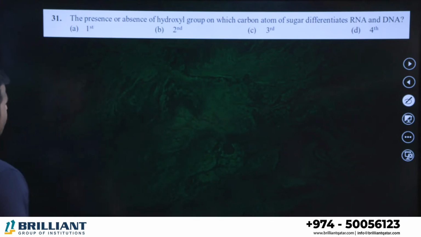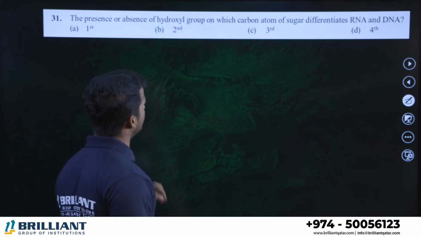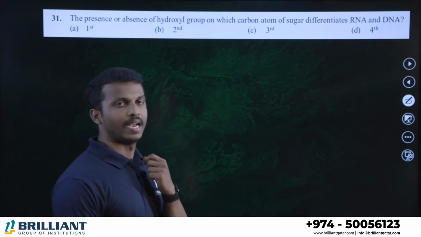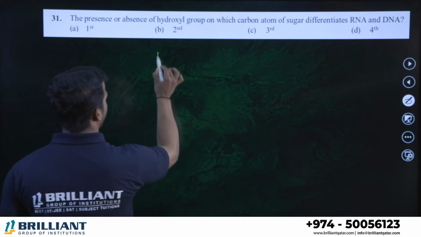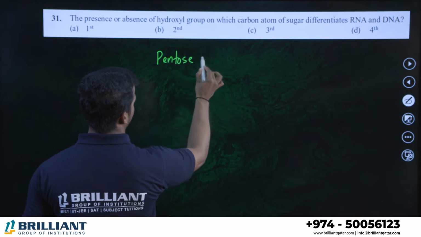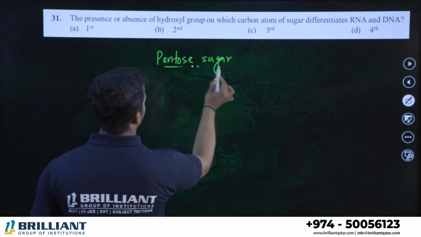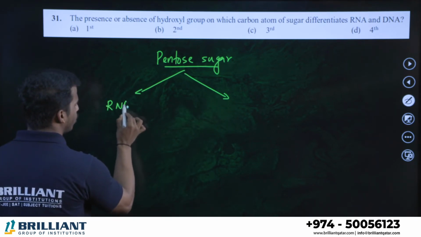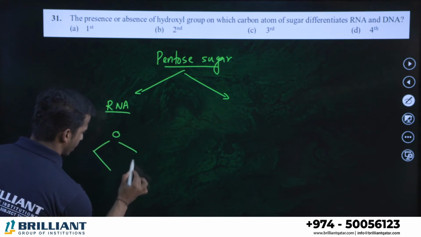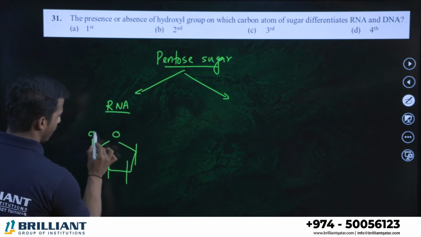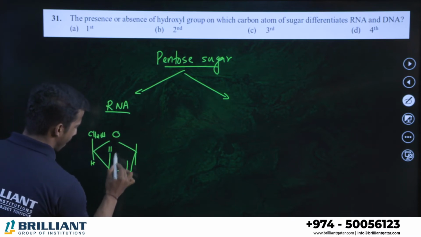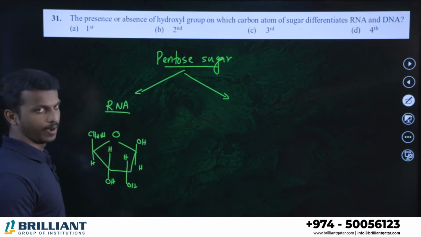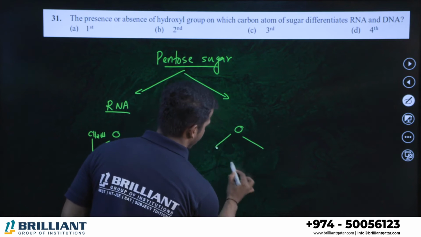Next, question number 31. The presence or absence of a hydroxyl group on which carbon atom of sugar differentiates RNA and DNA? You know very well the name of the pentose sugar. Chapter which one? Biomolecules. What is the pentose sugar part in DNA and RNA? The RNA contains a pentose sugar, you will draw maybe like this. You may study the structure, everything. Here we have CH2OH, H, HOH, HOH, OHH. This is the pentose sugar in RNA. What is the pentose sugar in DNA?